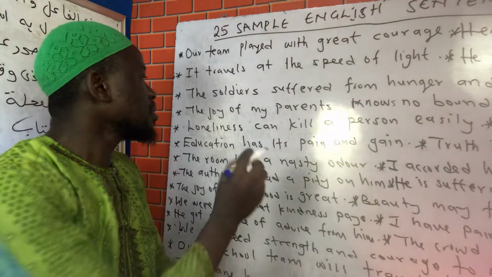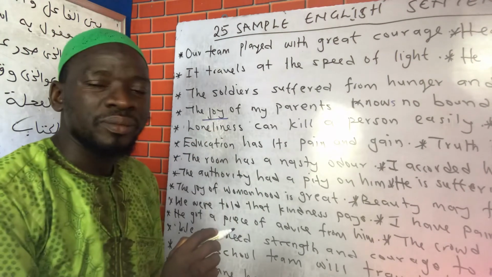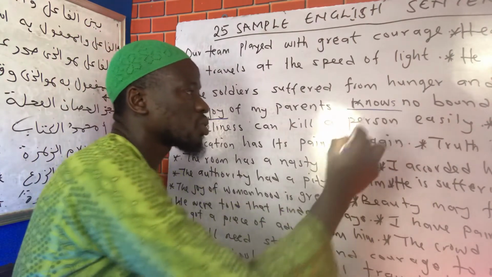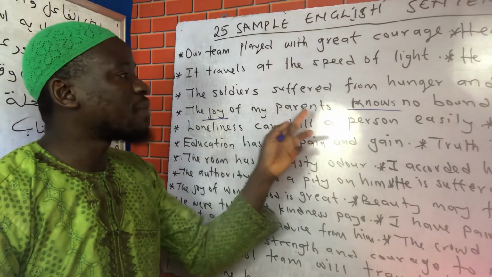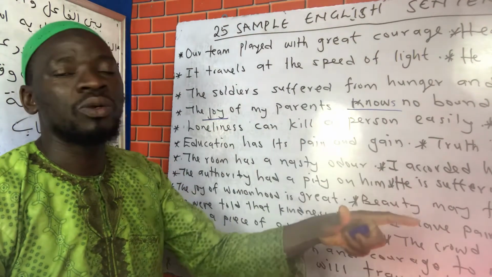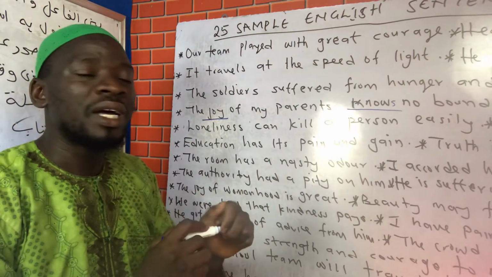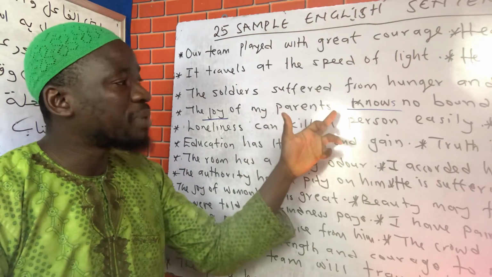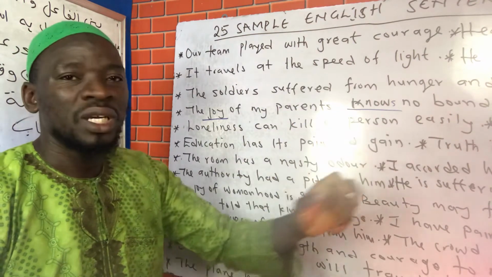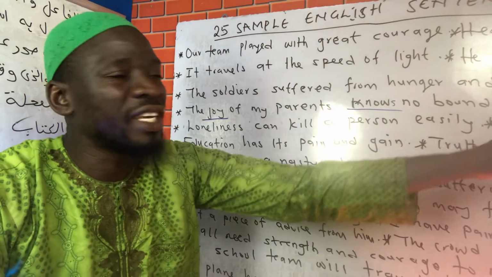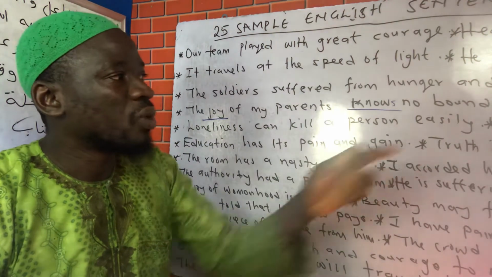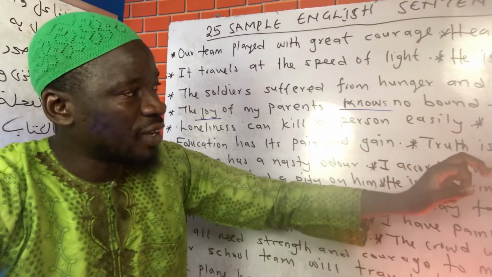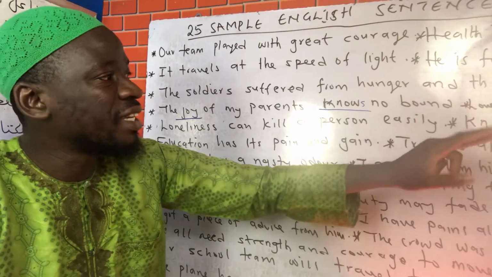So the subject is joy and the verb is knows. We don't say the joy of my parents know no bound, because the subject is singular, so the verb that follows should also be singular. The joy of my parents knows no bound. Then: love is in the air. We can see love is singular, while is is also a singular verb.